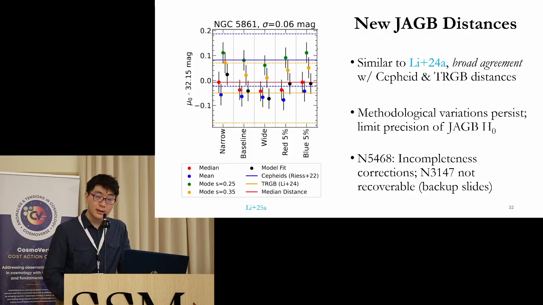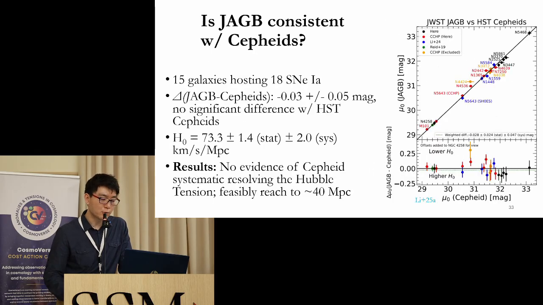And so I will note that for the 2 galaxies that lie at about 40 megaparsecs, I did see evidence of incompleteness. And so I was able to correct for this effect for NGC 5468, but for 3147, there was limited signal to noise, and so I was not able to do that. So if you're interested, I could talk about that more.